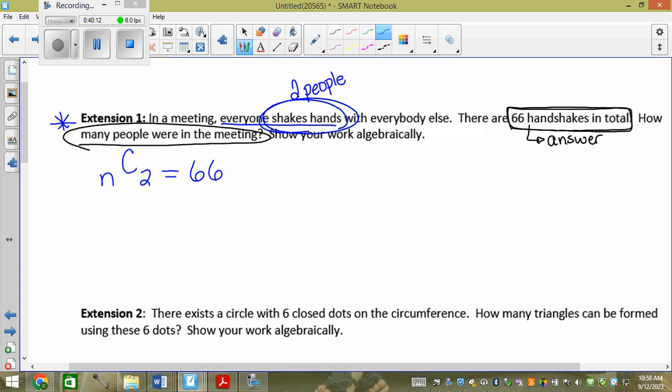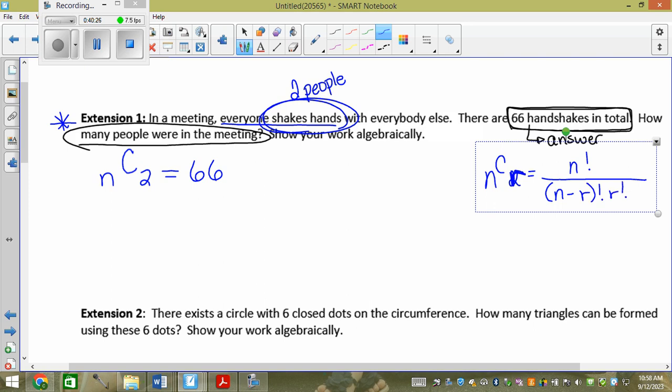So our formula sheet would say nCr equals n factorial over n minus r factorial. I'm giving you a formula sheet. So I'm going to fill this in, and I'm going to get n factorial over n minus 2 factorial equals 66. I'm going to get rid of that 2 factorial first. What am I going to do with it?